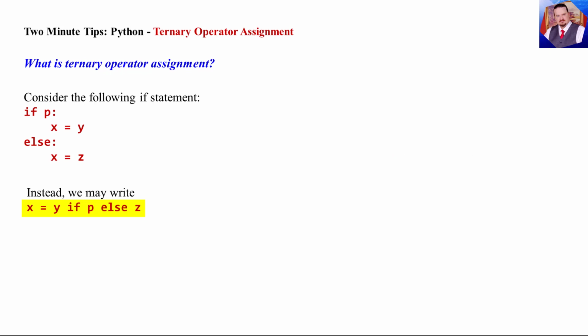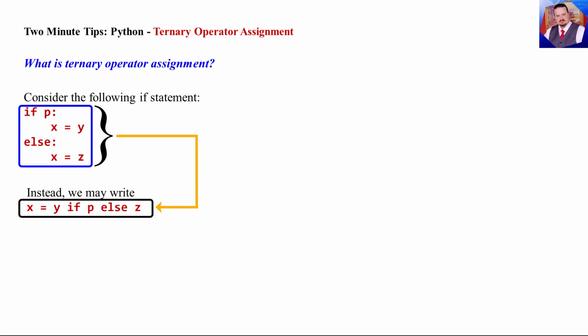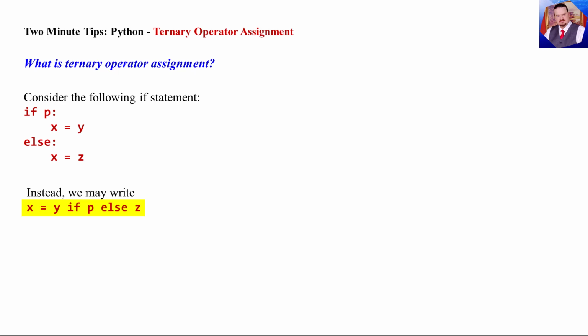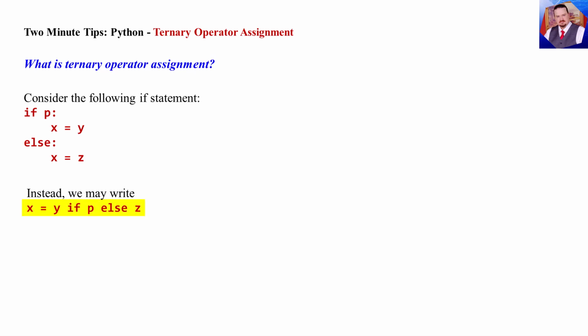Yes, in Python 2.5, we introduced a new expression format that allows us to say the exact same thing in the following way. So instead, we may write x equal y if p else z. This assignment has the same impact as the classical 4 lines of code, yet is vastly simpler to program, to code up, and once understood, much easier to read.